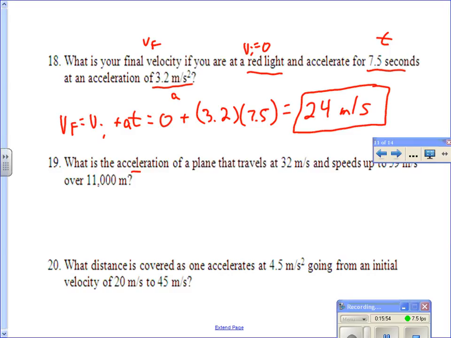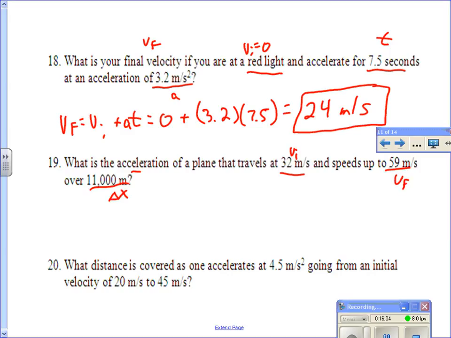And what is the acceleration of a plane that travels at 32 meters per second and speeds up to 59 over 11,000 meters? So we're using one we've already seen. A equals (VF squared minus VI squared) over 2 delta x. These are all on the front of your worksheet. So it's important that you label them correctly and then put them in correctly.